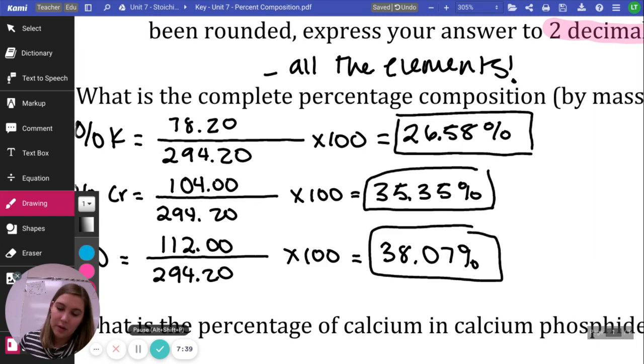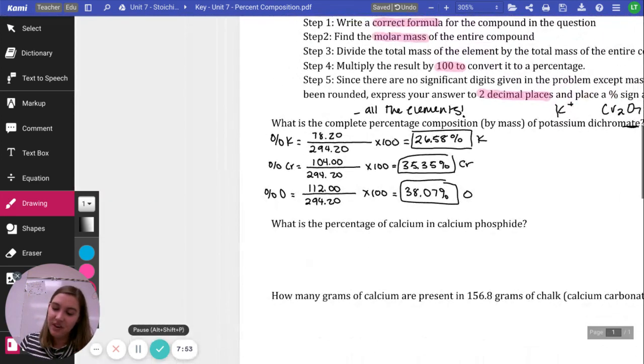So this first one is our percent potassium. This one would be our percent chromium, and this last one is our percent oxygen. Okay, so it's just whatever part of your compound you're looking for, divided by the total mass. All right, let's do our next one.